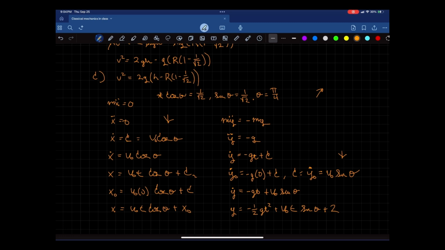Same thing, once we zero it out, y naught is equal to minus 1/2 g of 0 plus v naught 0 sine theta plus c. So this cancels out, and we are just left with y equals minus half g t squared plus v naught t sine theta plus whatever our initial position was.